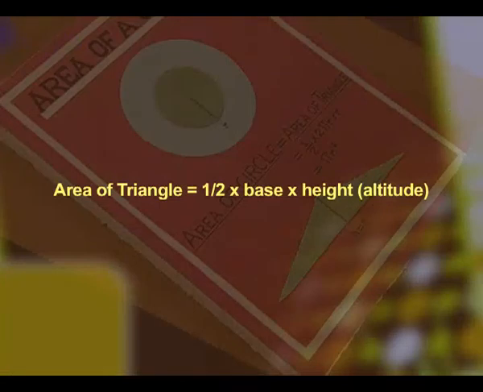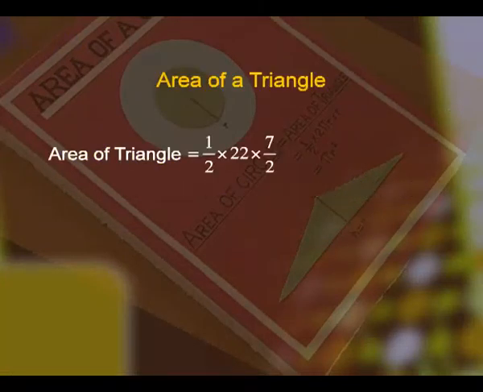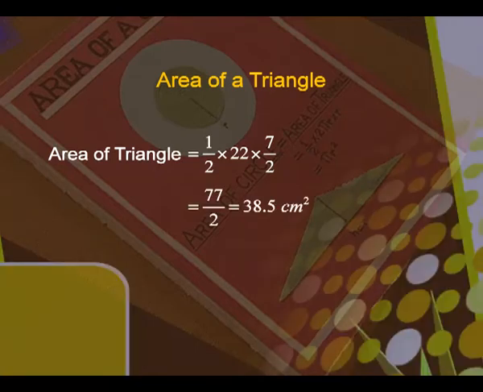Now, let us verify this mathematically. We know that the area of the triangle is half of base into height. So, base was 22 centimeters and height was equal to the radius, that is 7 upon 2 centimeters. So, we get here 77 upon 2. Thus, the area will be equal to 38.5 centimeter square.